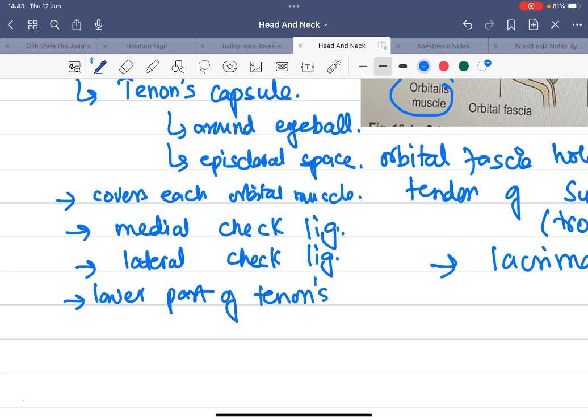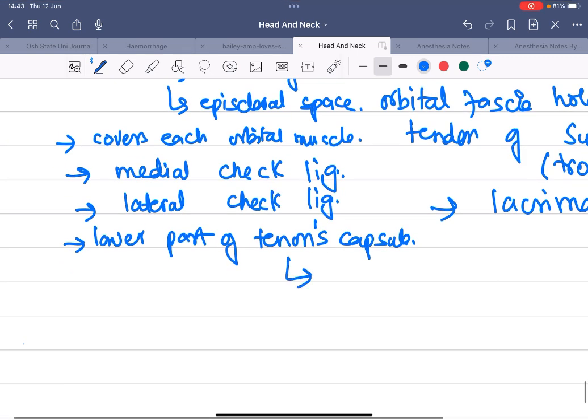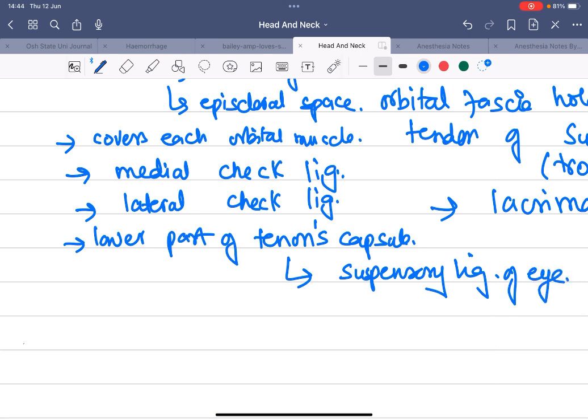Please remember that lower part of the Tennant capsule, it is thickened, and it is named as the suspensory ligament of the eye. Okay, it is known as what? Suspensory ligament of the eye, or it is also known as suspensory ligament of Lockwood, according to author name. Okay, so I show you the diagram.